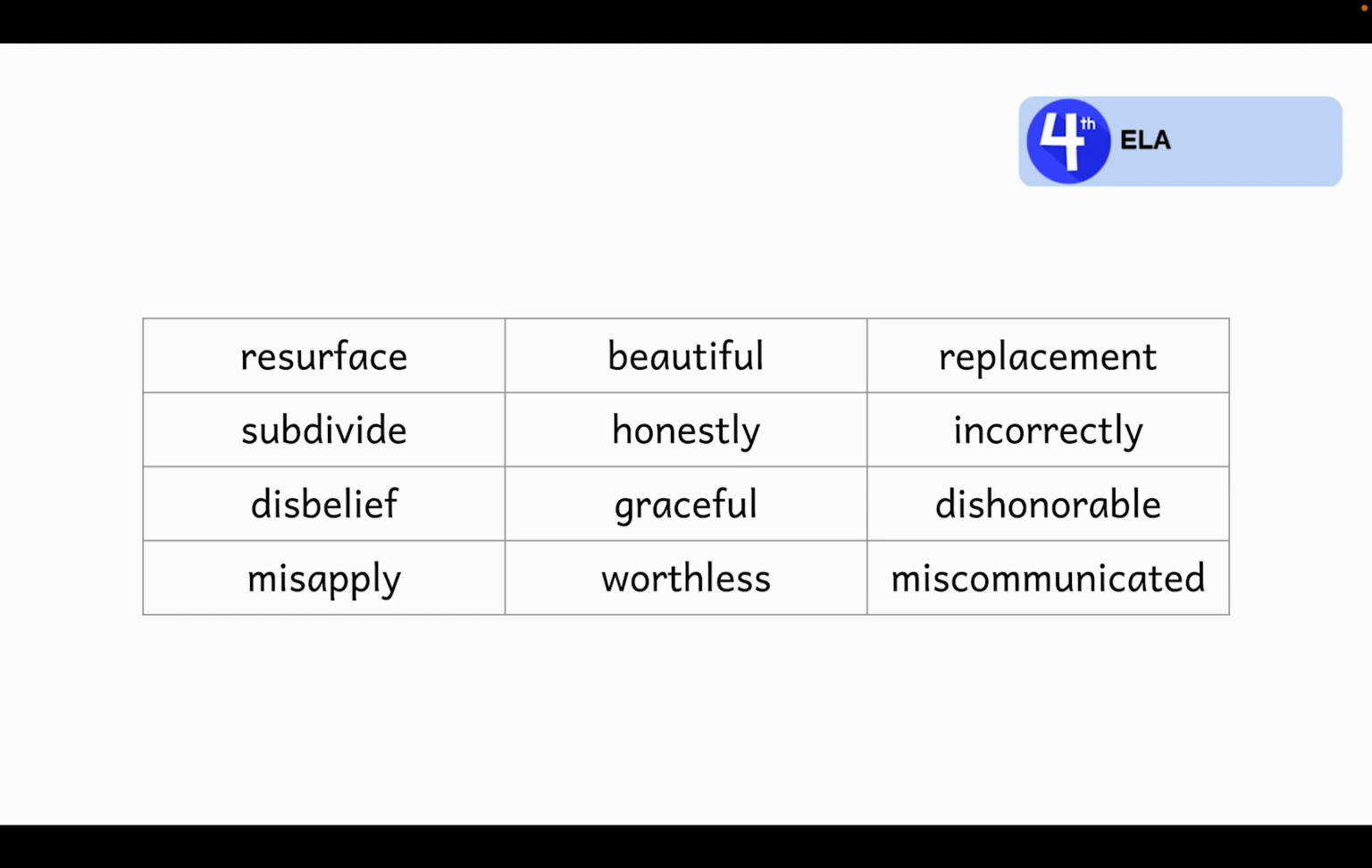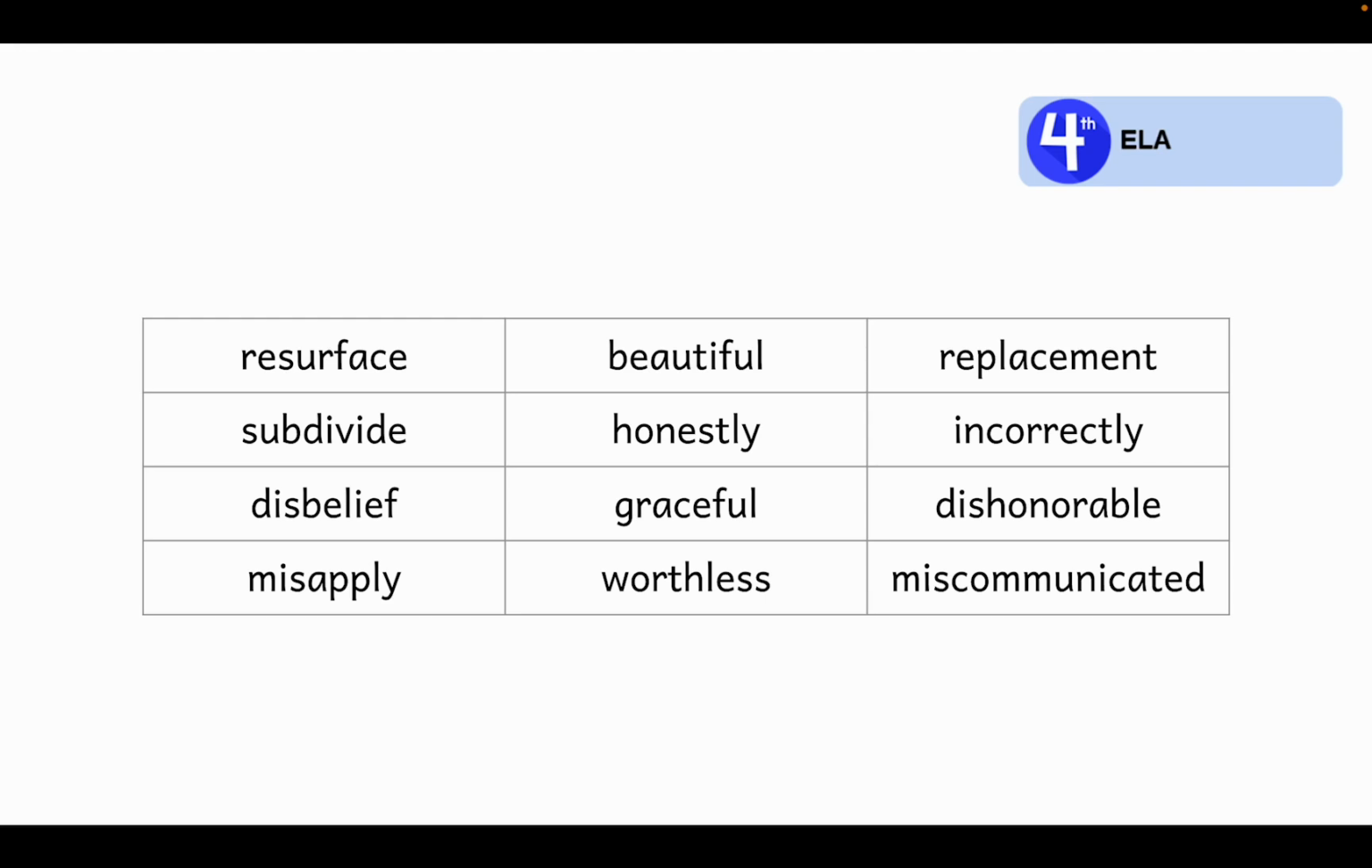The first word is replacement. What is the base word in replacement? The base word is place. This word has a prefix and suffix. The prefix is re to make the word replace. The suffix is ment. Replacement. No spelling changes have taken place here in order to add the suffix.